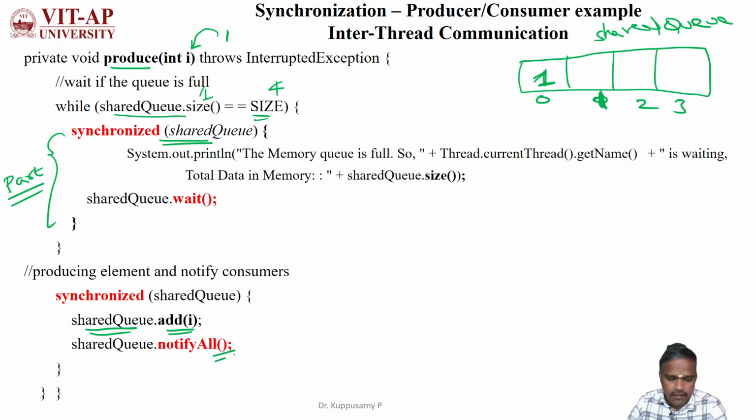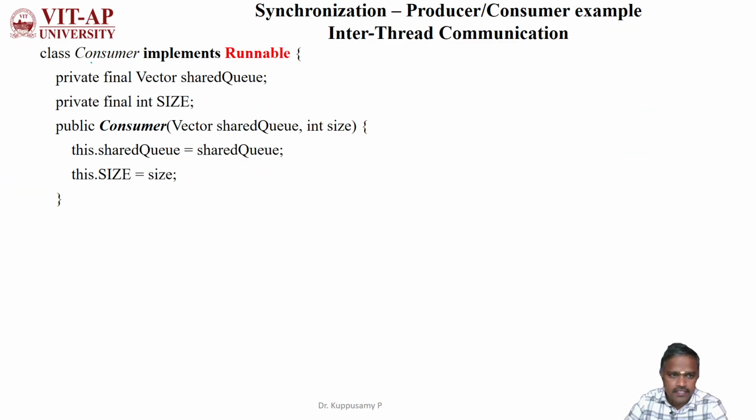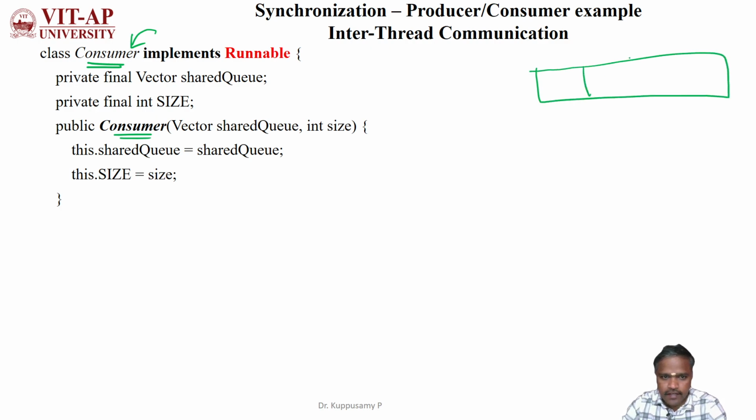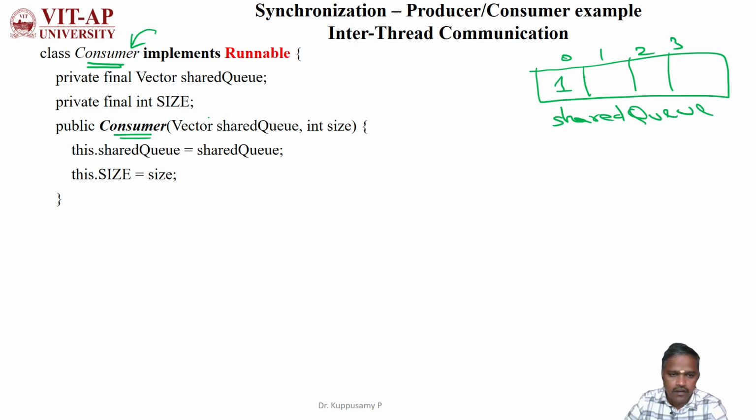Then we are calling the notifyAll method. If any waiting thread is available, then that thread will be woken up and come into execution. Then another method is in the consumer class, which has the consumer constructor, right? So if data is available in the shared queue data structure, the name of this buffer, already we have inserted 1 in the producer thread. Now the data structure and the size are passed over here.